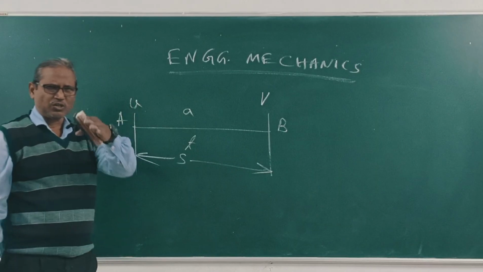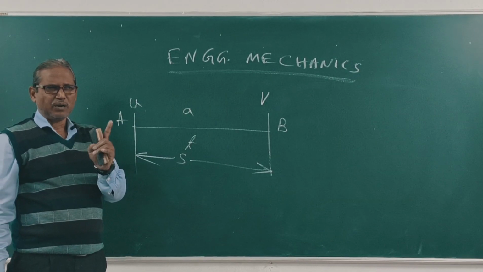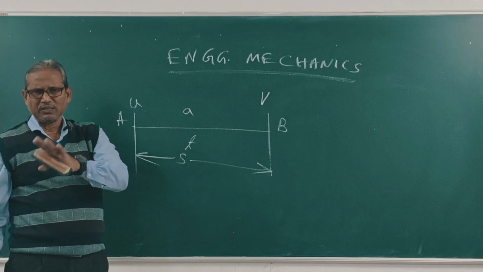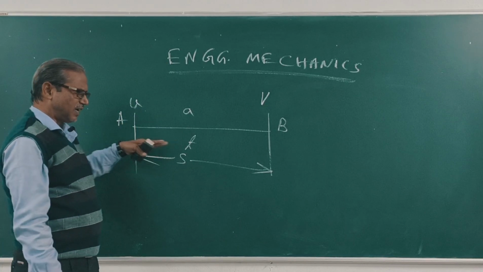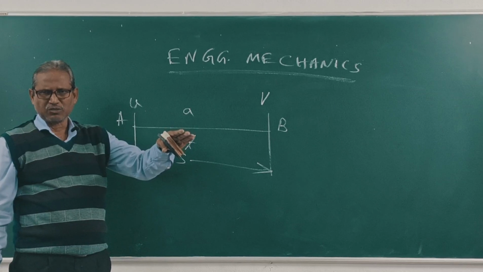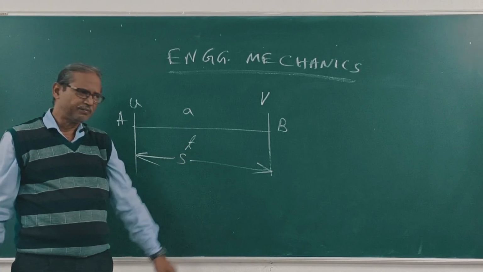In a straight line motion, the displacement is equal to the distance. But when the body moves in a curved path, its distance and displacement are different. Clear? This is a straight line motion, rectilinear motion, so displacement and distance have the same meaning.